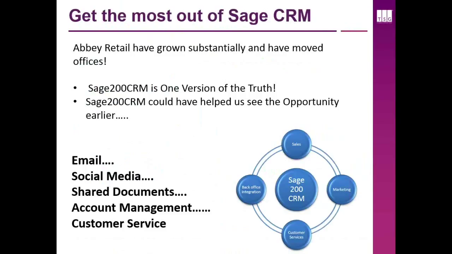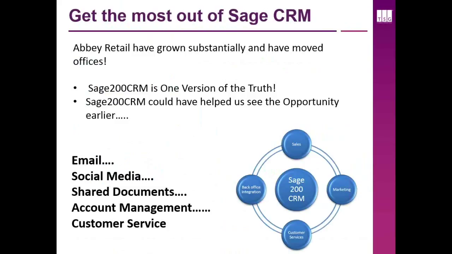So Sage 200 CRM gives us one version of the truth. So if all the different departments, all the different people within our business, we may not even have a customer service manager or a marketing manager, but if you imagine the people within your business, you could all potentially have different views of the same company. And this, by using CRM, actually gives you one version of that truth.